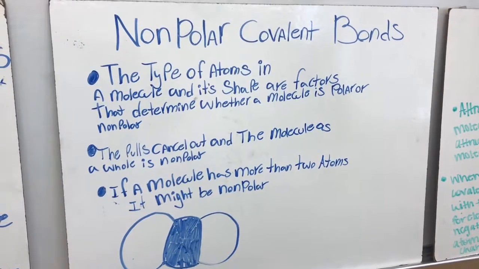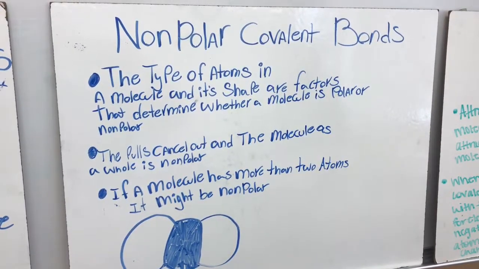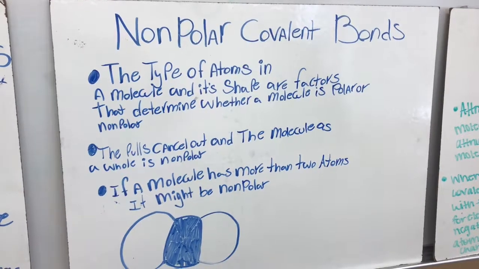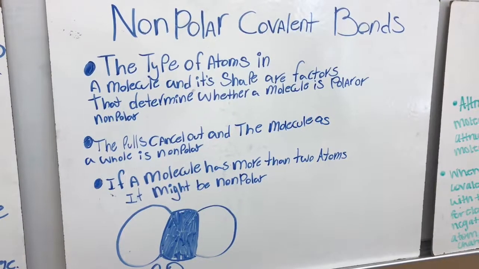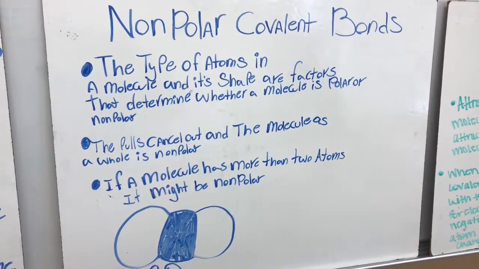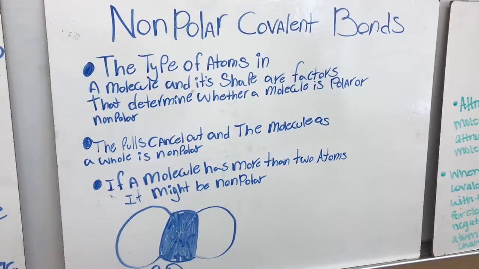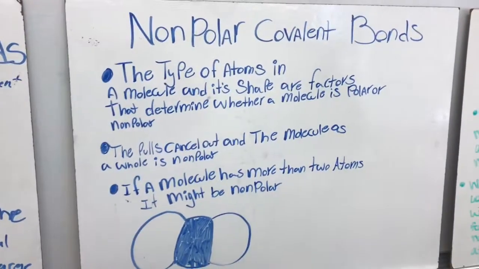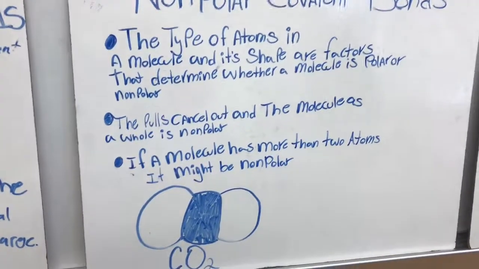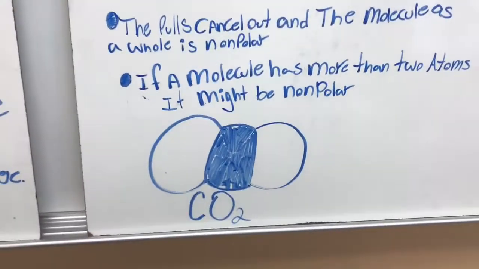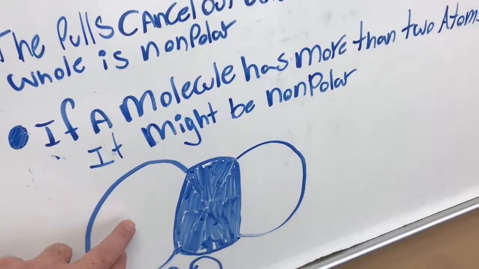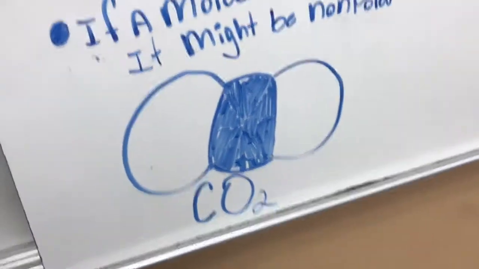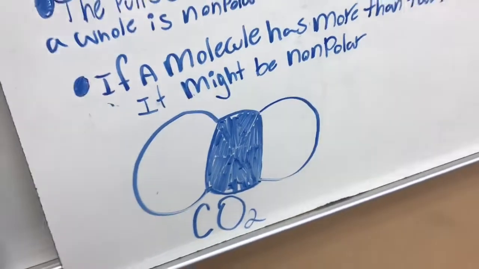The type of atom in a molecule and its shape are factors that determine whether the molecule is polar or nonpolar. The poles cancel out and the molecule as a whole is nonpolar. If a molecule has more than 2 atoms, it might be nonpolar. All right, so CO2 right here. The oxygens hold the electrons a little bit longer, but because it's a straight line, it becomes nonpolar. The whole molecule is spread out. So that is an example of a nonpolar molecule.